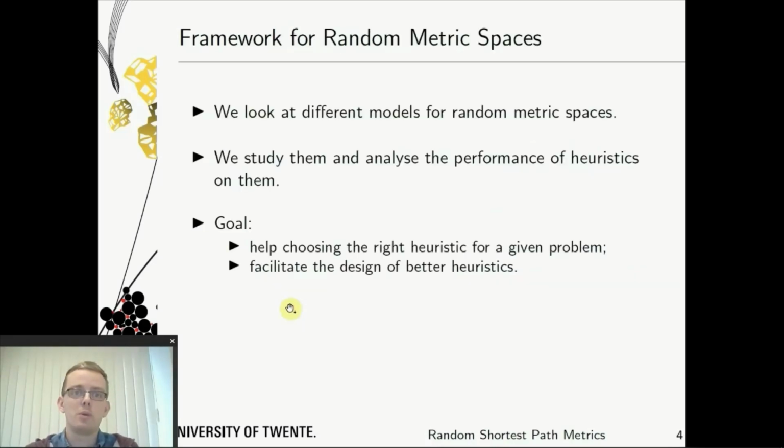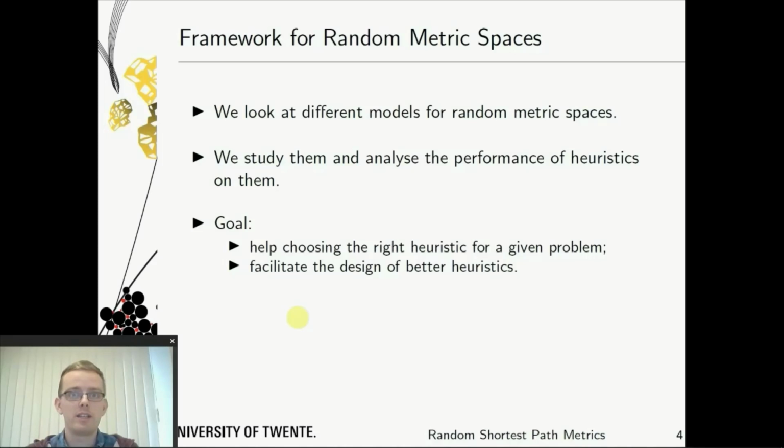So what we want to do with our research is to broaden the range of available metric spaces, and we look at different models for random metric spaces, study their properties, and try to use them to analyze the performance of heuristics on them, which in the long term hopefully improves our understanding of these heuristics and can help people choose the right heuristic for a given problem, or maybe even facilitate the design of better heuristics.